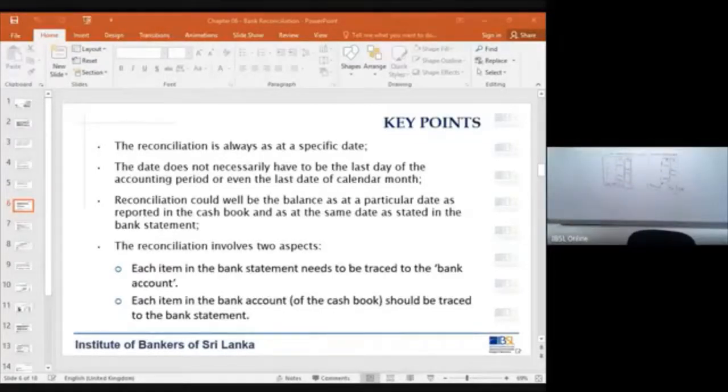Now you see, after doing all these, you have a balance here, you have a balance here. And you say that these two are not in agreement. That is why you are trying to do a reconciliation. This balance is different to this. But if these two are equal, then there shouldn't be any problem. All these should have been marked. But which is not the case now. You see, here you have one item not marked.